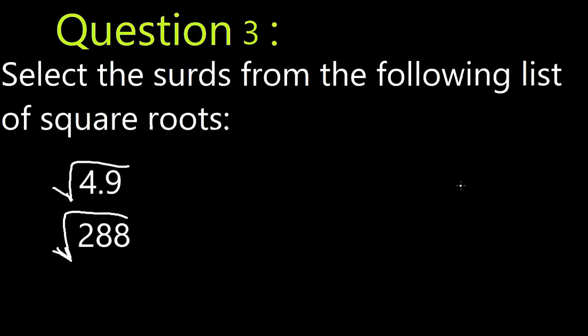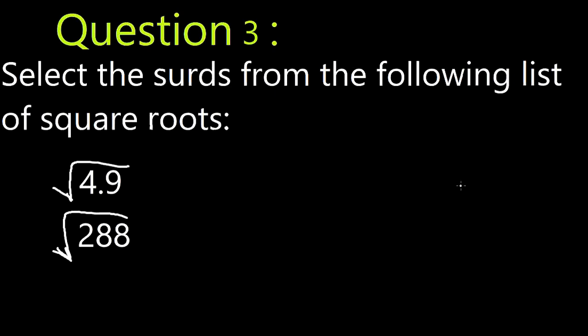Question 3 now. This one says, select the surds from the following list of square roots. Now, in the textbook, there are a lot more here, but because I said we're going to be doing the last column, we're just going to look at these 2 here. So we've got root 4.9 and root 288. So these are just square roots. What that means is we're going to put those into our calculator and see whether we get a number that can be represented by a fraction.